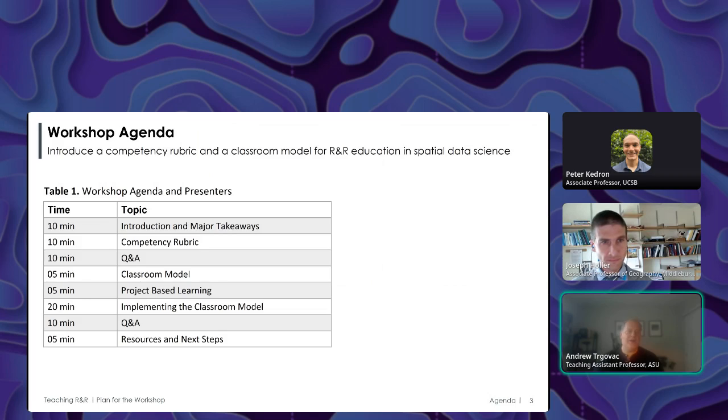So we wanted to talk a little bit about what you're going to be learning first off as far as the workshop and our general agenda. We're going to start off by giving you a basic introduction into R&R and what we think about R&R in education and in our classrooms, and then what you can take away from this workshop. We're going to then transition into talking about the competency rubric and how R&R fits into that. And we think it's extremely important to have breaks in between so that we can have discussions. So we're going to have a Q&A after that.